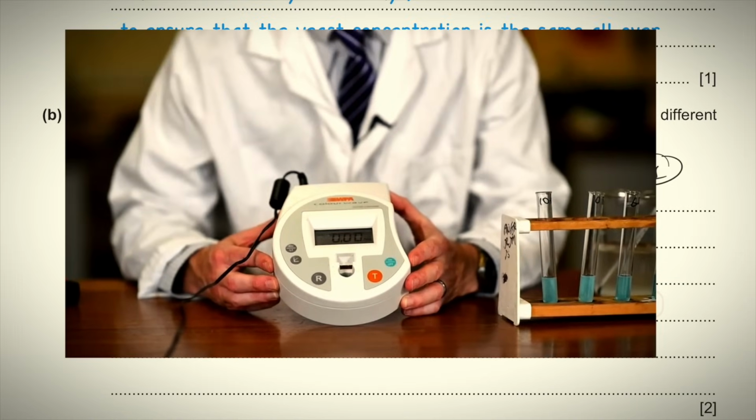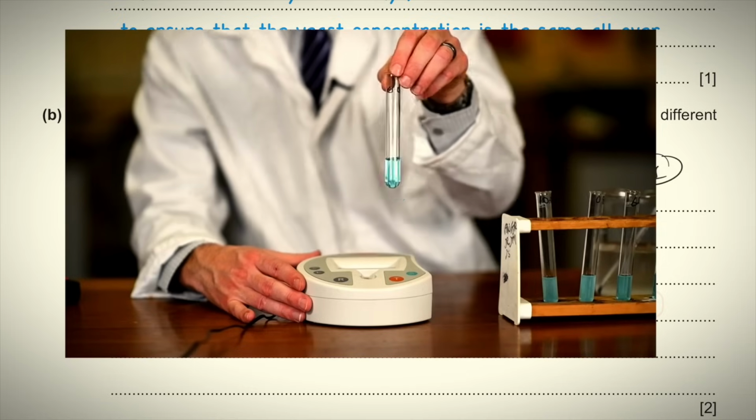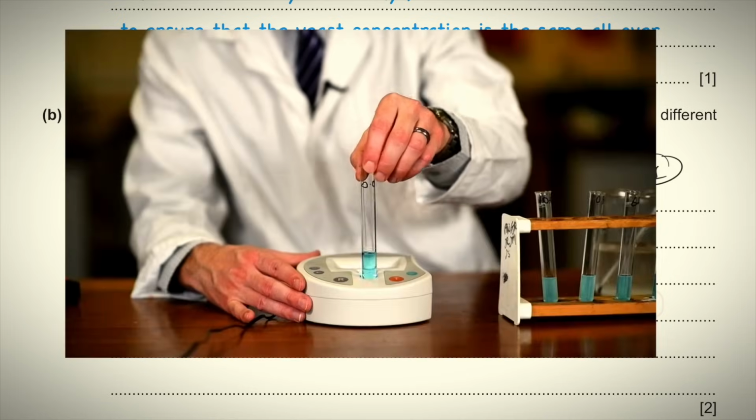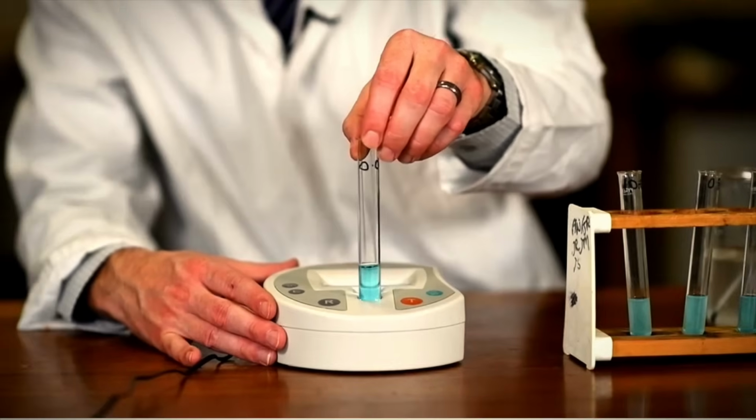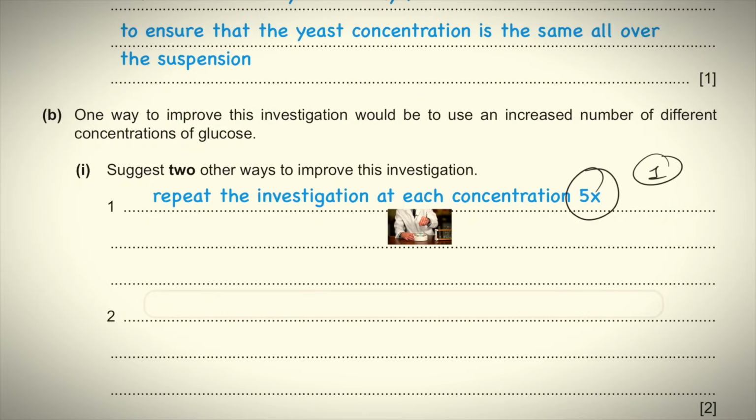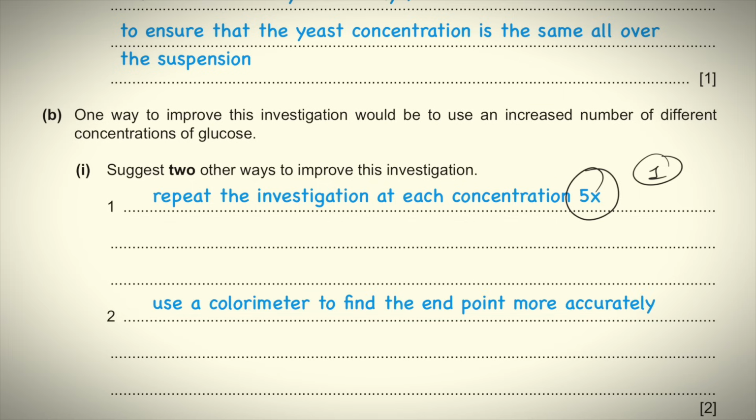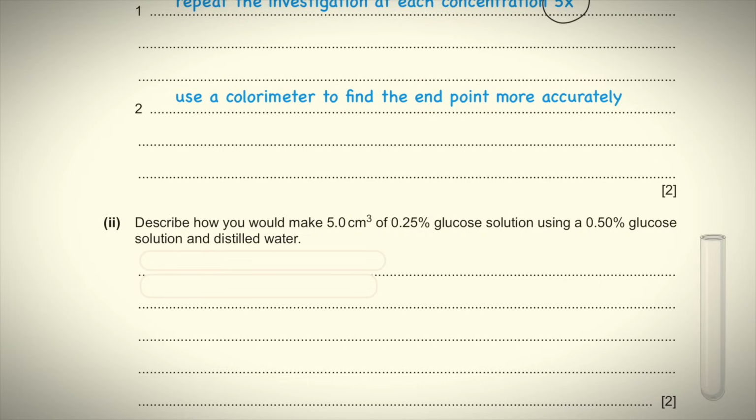Again, the colorimeter works like this. You take the solution, you insert it into the device, and it tells you a numerical value, rather than just relying on your eyes to judge the color, okay? So I'm going to write the colorimeter here as my second improvement. Good.